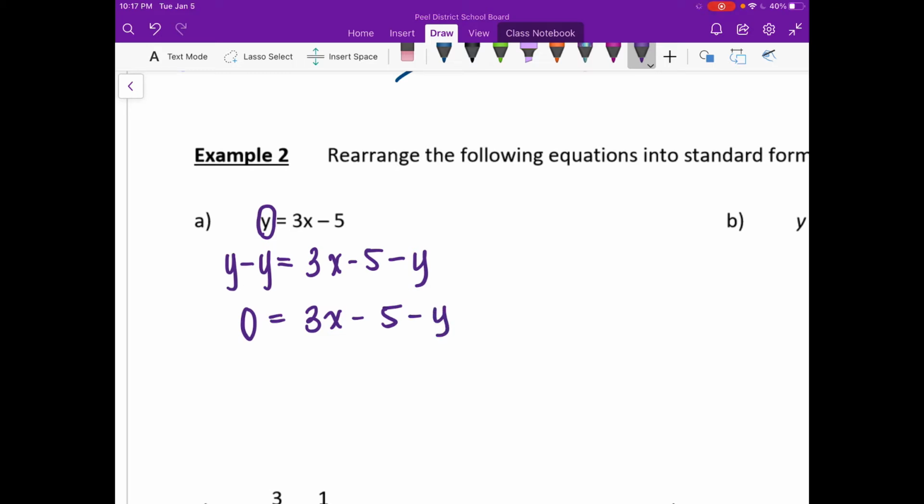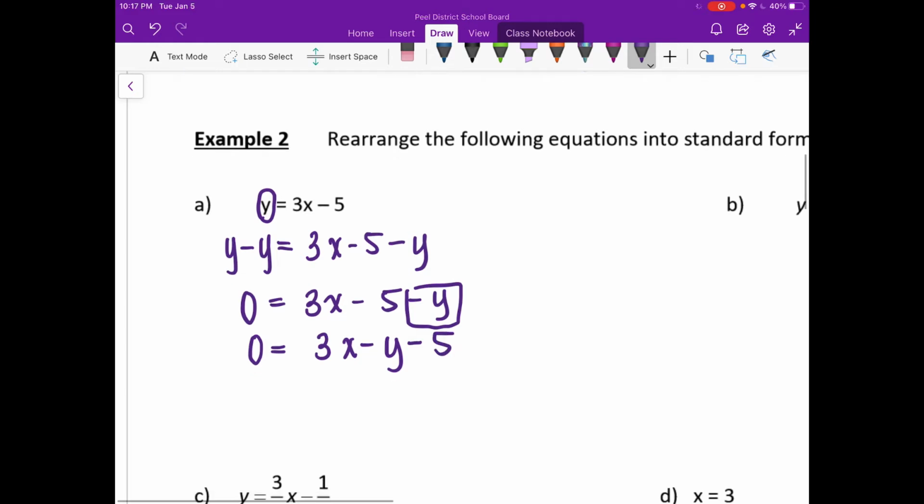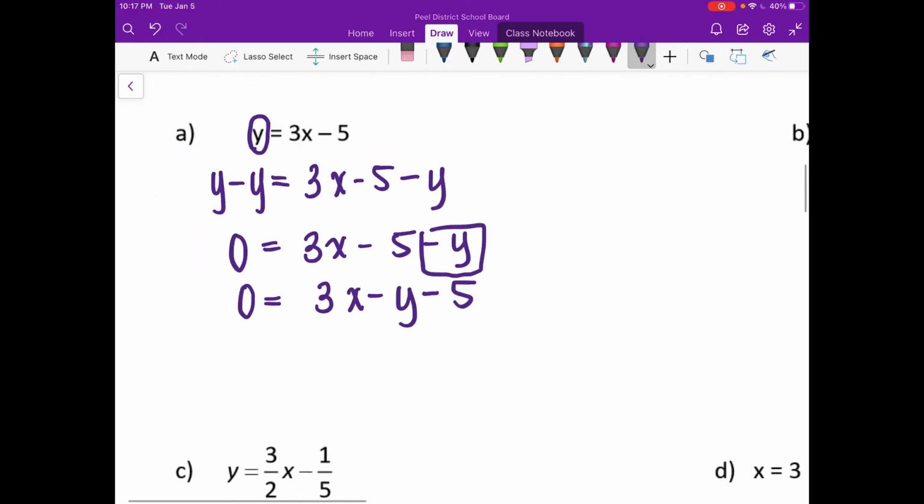I just got to move this around so that the y is in the middle so that it follows the standard form equation. So I'm just going to carry this entire term, minus y, over here. I'm just changing the order of stuff around. Just make sure you keep the signs the same. Okay? So there's that. I have 0 is equal to 3x minus y minus 5.